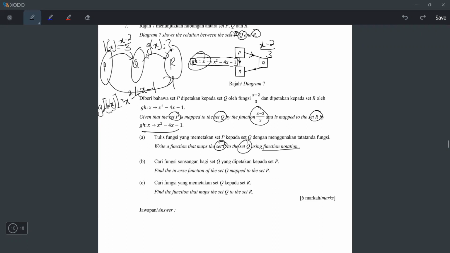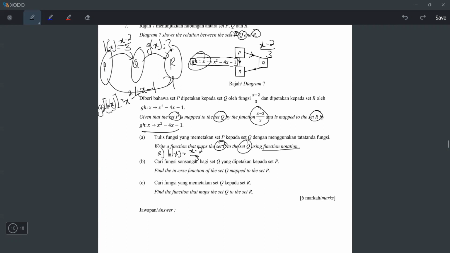But it's okay, we worry about that later. Let's talk about A now. Write a function that maps P to Q using function notation. So the answer I will write here should be h(x) equals (x minus 2) over 3. I hope you understand my explanation just now, like why is it h(x)?